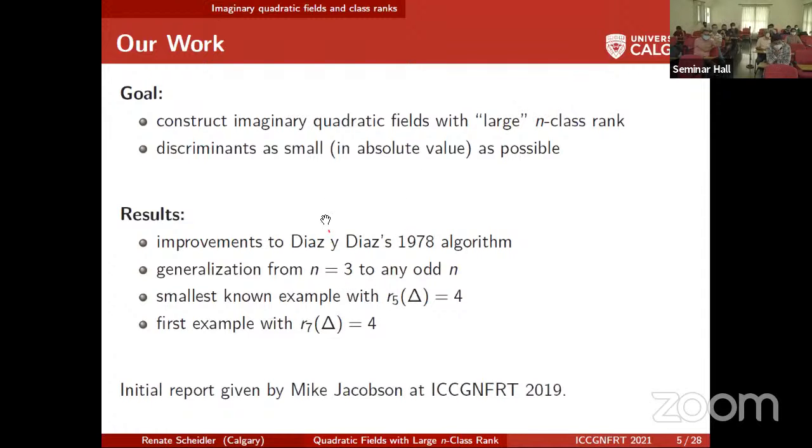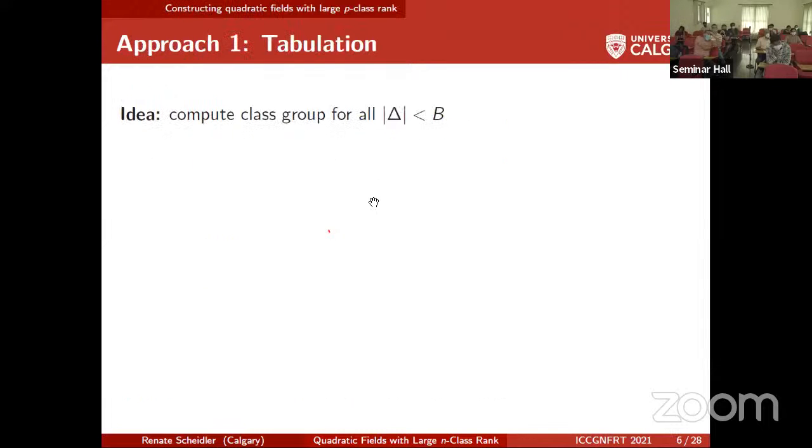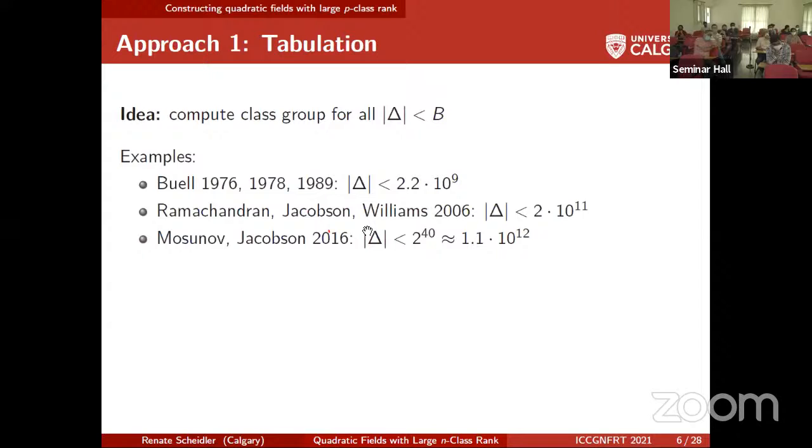And so now I want to follow up and talk a little bit more about what we did and how we did it. So there are various ways that you can find quadratic fields of high n class rank or p class rank. The first thing is you just compute the class group for all discriminants up to some bound. Okay. So this was in fact done. Duncan Buell did this extensively in the 1970s and 80s, and computed all the class groups for discriminants up to 2.2 billion.